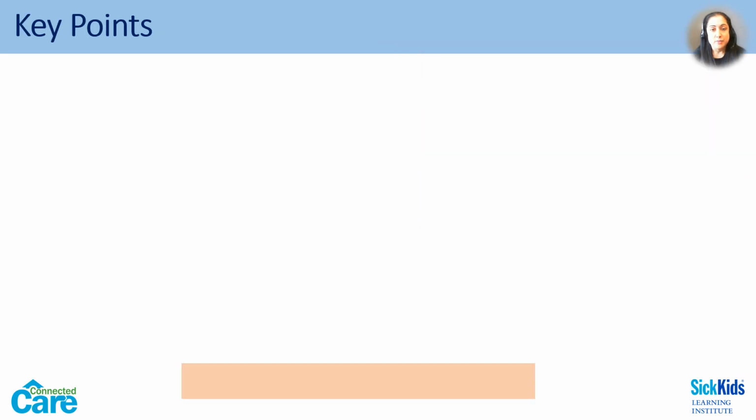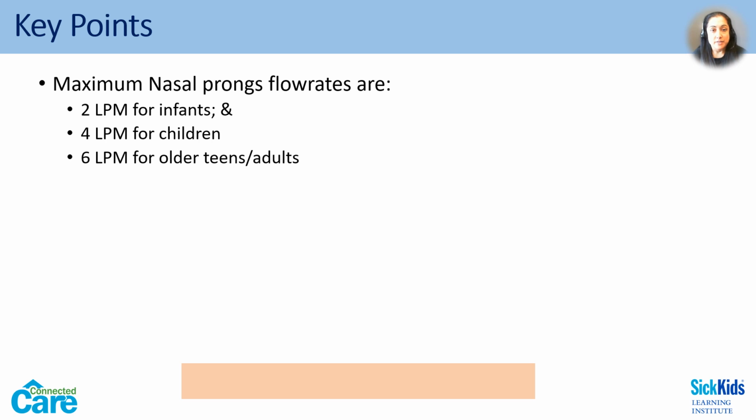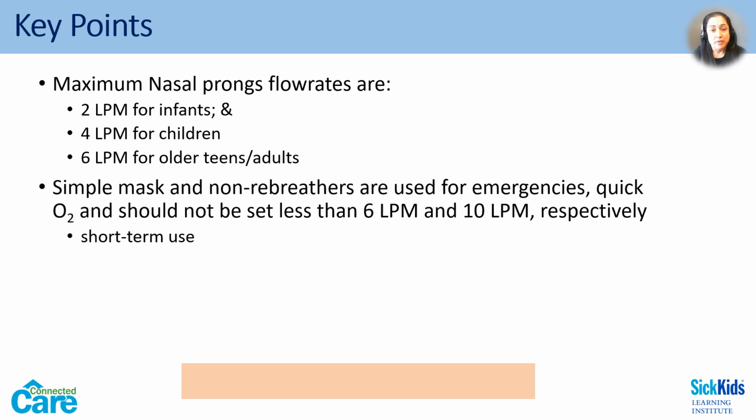Here are some key points with what we've reviewed so far. Nasal prongs should not be set higher than 2 liters per minute for infants, 4 liters for children, and 6 liters for teens. Simple masks and non-rebreathers are for short-term use during emergencies, so it's a quick oxygen setup, and should not be set less than 6 liters per minute to avoid rebreathing.